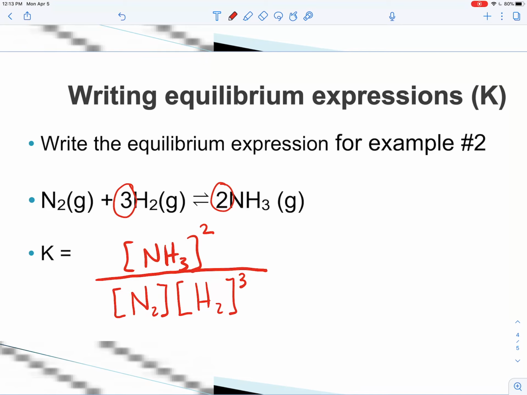Okay, so practice with the 5 practice problems at the bottom. Tomorrow, we're going to start putting numbers into these equations. All right? And there you have it. Writing equilibrium expressions.